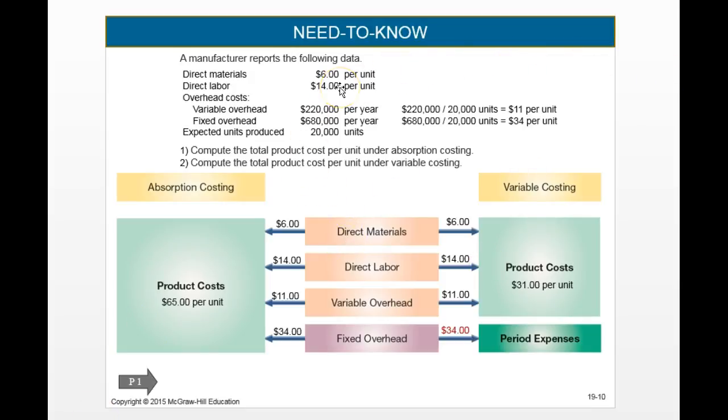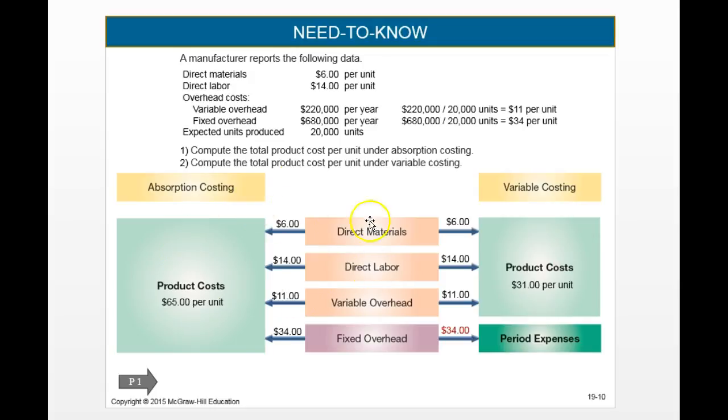So we've got direct material cost at $6, labor cost at $14, variable overhead at $220,000. We're making 20,000 units, so that's $11 per unit. Fixed overhead is $680,000 divided by 20,000, so that's $34 per unit. And we expect to produce 20,000. So if I compute the total product cost between the two, I'll end up with, for absorption, $65 a unit. And for the variable, I'm going to end up with $31 per unit.